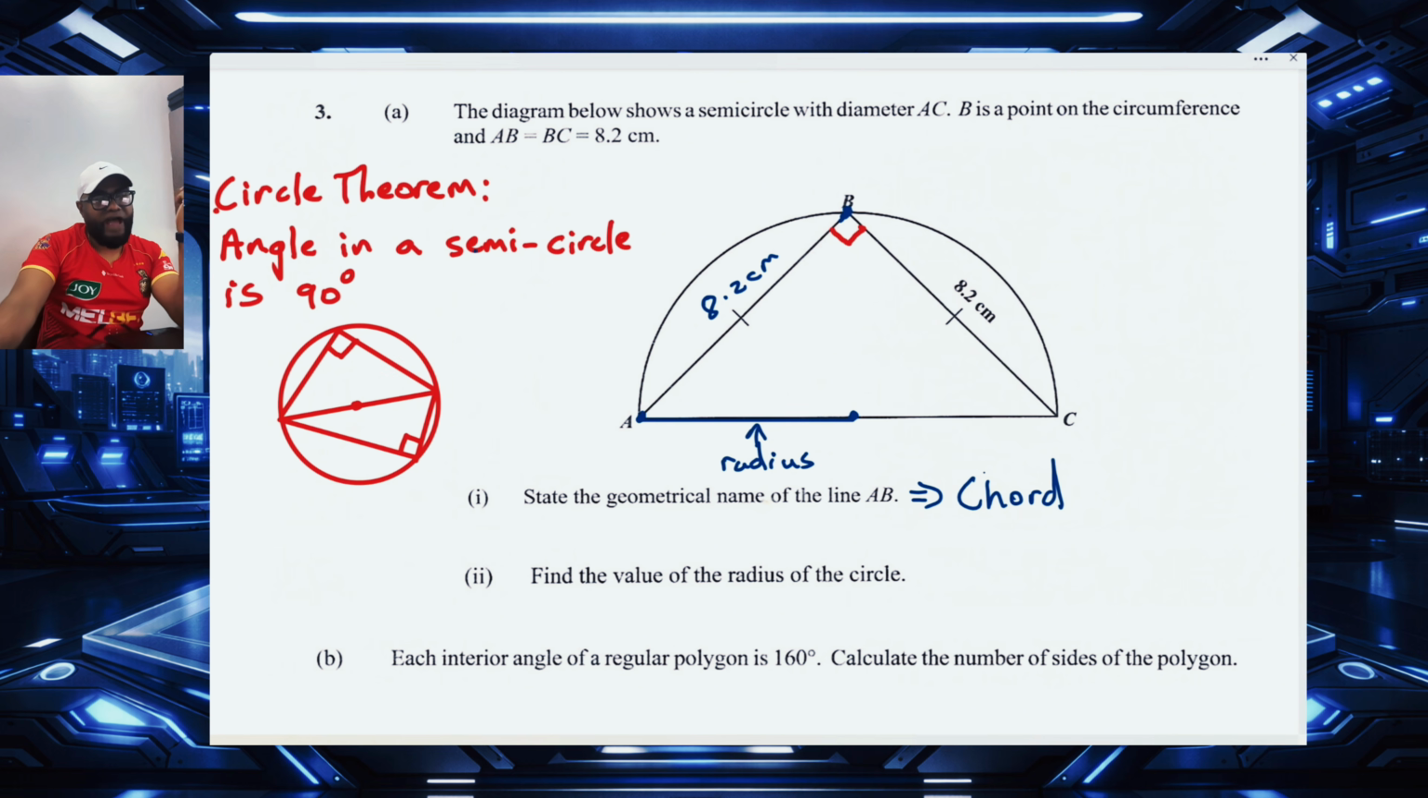So find the value of the radius of the circle. If you want to find the value of the radius of the circle, what are your ideas? What's the first thing we should do here, Hamid? What do you think is the first thing we should find? AC, which is the hypotenuse, right? And then when we find the hypotenuse, what are we doing? We're busting it in two, because we want the radius, right?